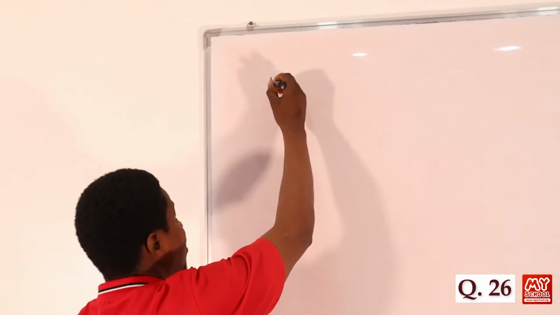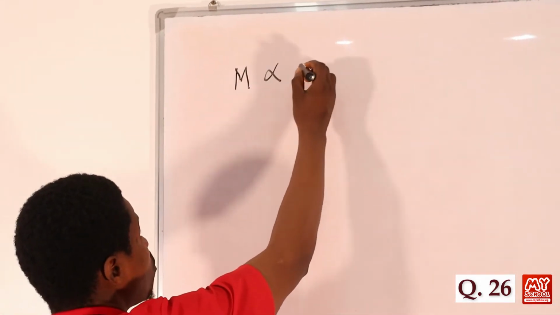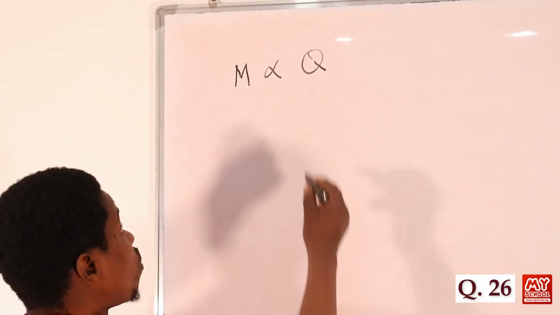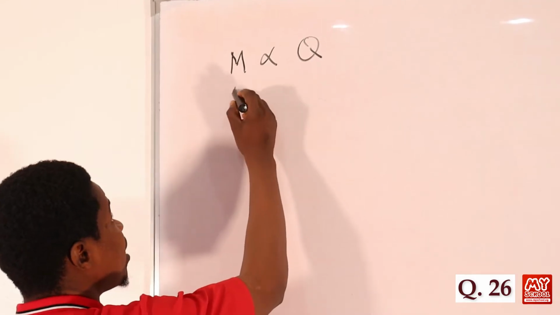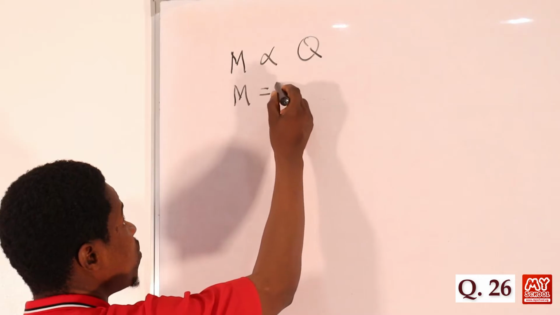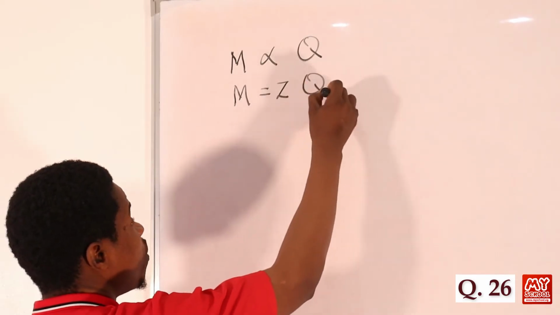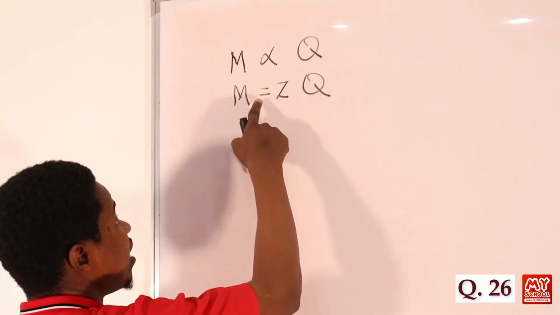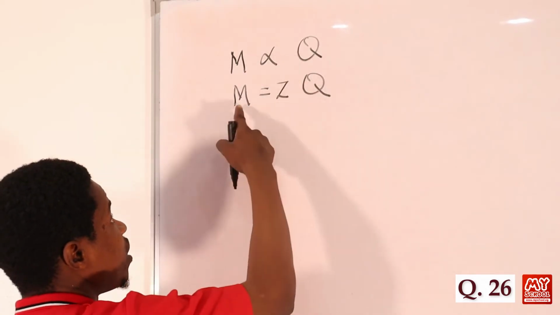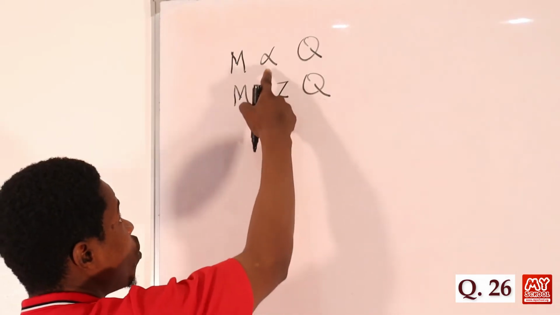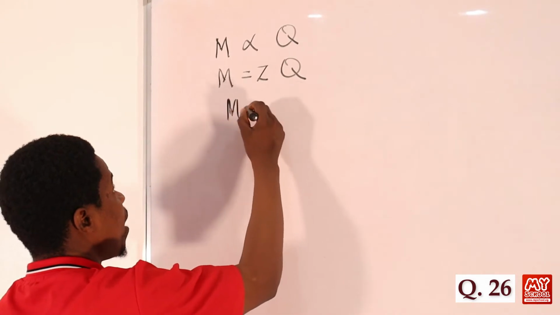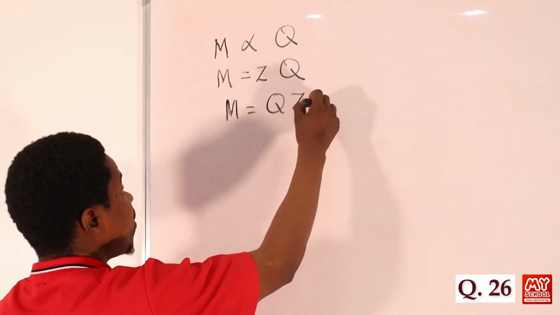So if the mass is directly proportional to the quantity, we're given that Q is the quantity of electricity that is consumed. So when we remove this proportionality sign, it becomes M equal to ZQ. Mass is proportional to the quantity, and then mass is equal to Z times Q. So whether it's written this way or this way, M is equal to QZ. Okay, that we have that.